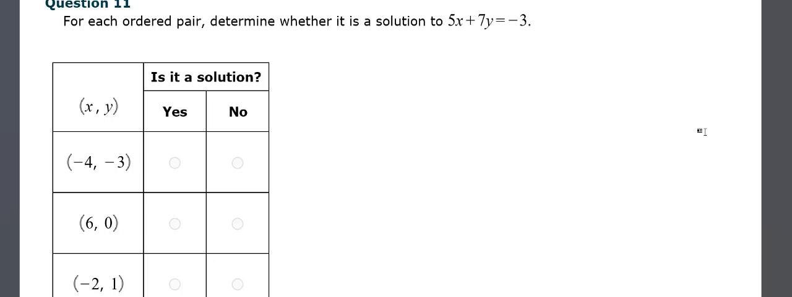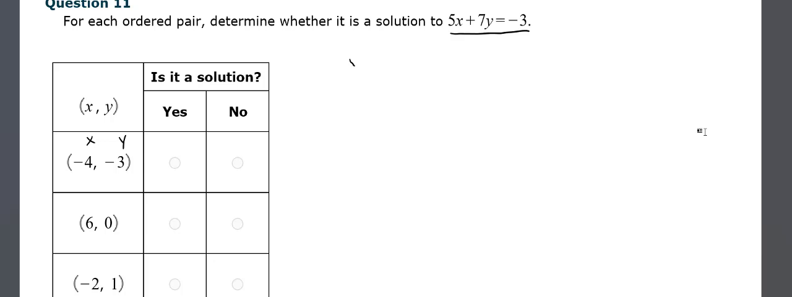Our next problem, it says for each ordered pair, determine whether or not it is a solution to 5x plus 7y equals -3. So in order for it to be a solution, when we plug in the given values for x and y, our answer has to be -3 in order for it to be a solution. So let's look at the first ordered pair given, -4 for x and -3 for y, and we come back to the original 5x plus 7y equals -3 and substitute in the given values for each.